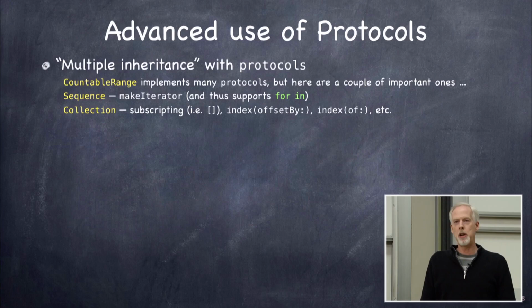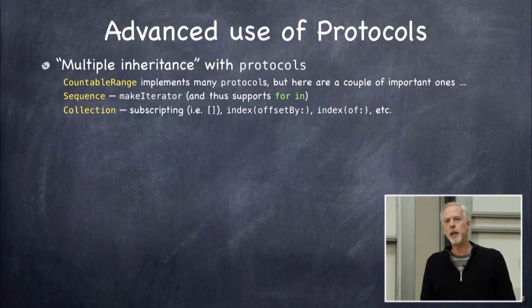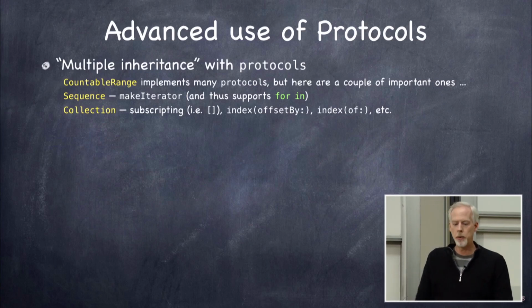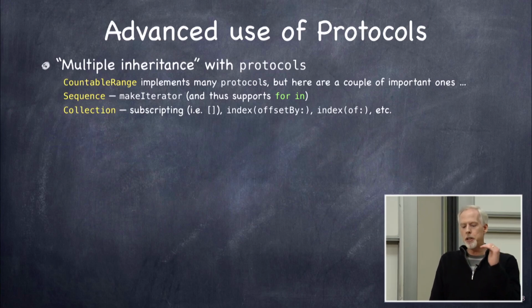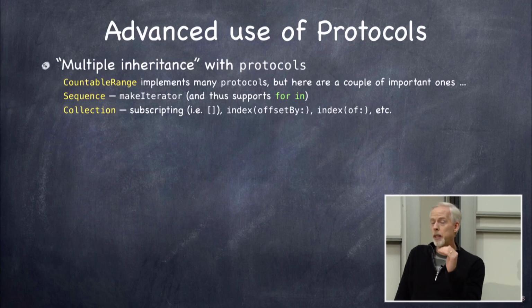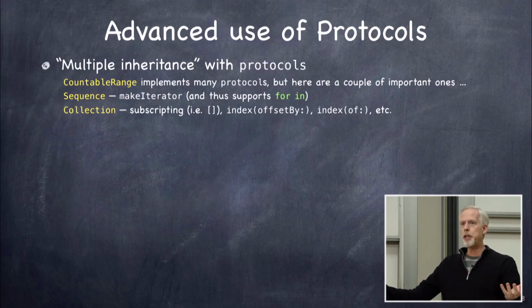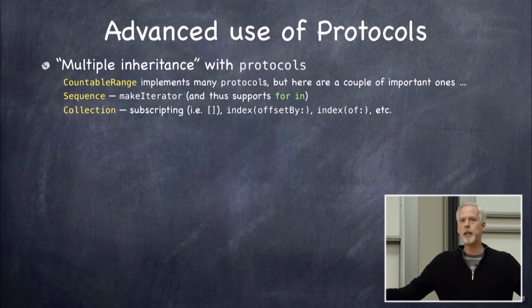Well, two of the most interesting ones it implements are sequence, which makes sense, right? A countable range is a sequence of numbers from 0 to something else. And also collection, because a countable range is also a collection of things. If it's a countable range of int, it's a collection of ints or whatever. And so these two protocols define a lot of fun things, like sequence. It defines really only one method, next, which goes to the next thing in the sequence. But that lets you do for in. Anything that implements the sequence protocol can do for in. Okay? Just like anything that's hashable can be a key in a dictionary.